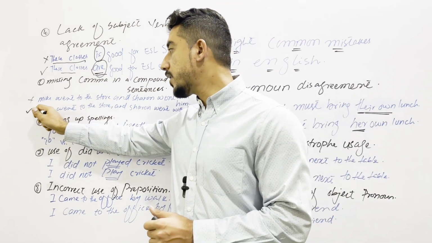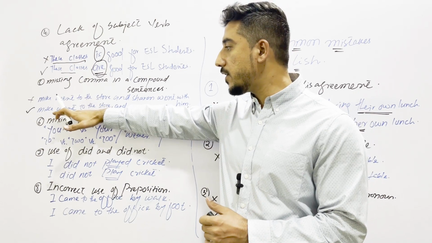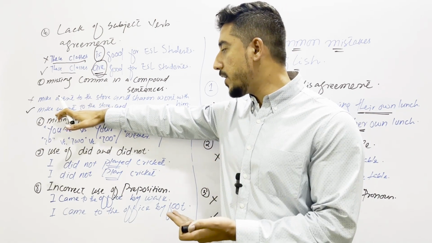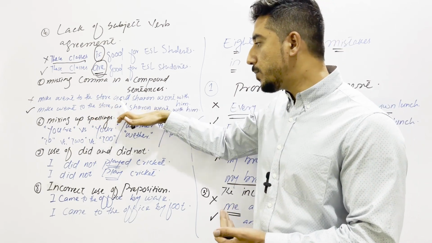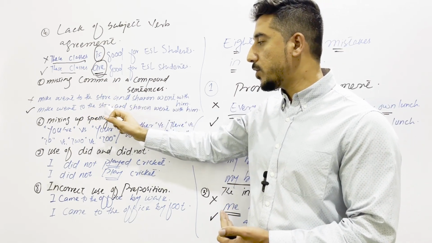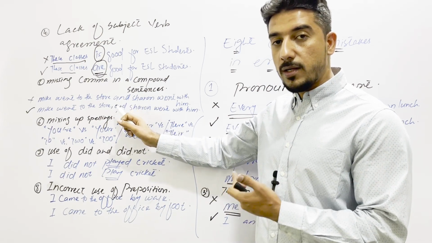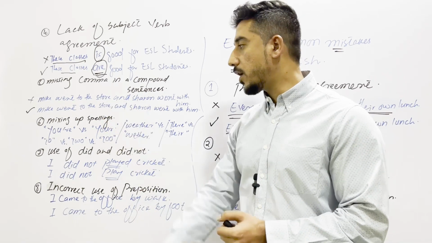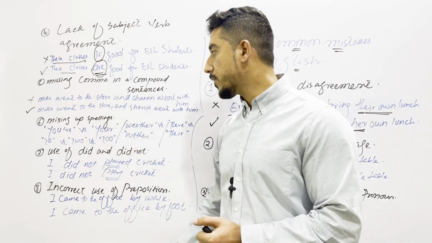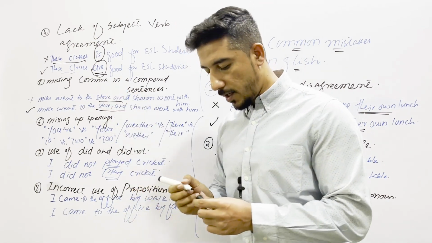This is correct because the clause "Mike went to the store" gives a complete meaning, and this one is also giving complete sense. Between both independent clauses we have "and," which is a conjunction that connects the two. Before that we should use a comma, and it is used here. If you can see, here we have a comma, here we don't have a comma.